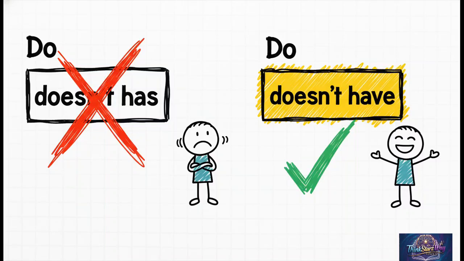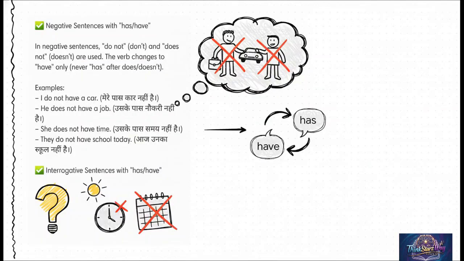It's a huge mistake. Why? Well, because the word does is already doing the job of showing it's singular, so have just gets to relax and go back to its original form. Let's actually see this rule in action. It'll make perfect sense.